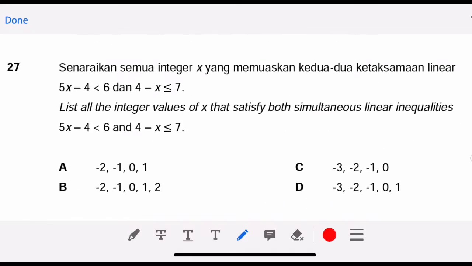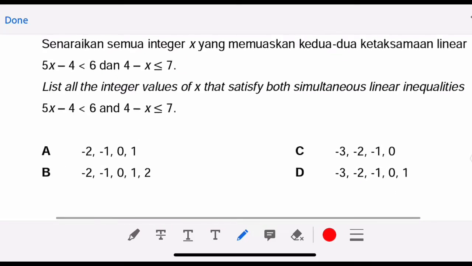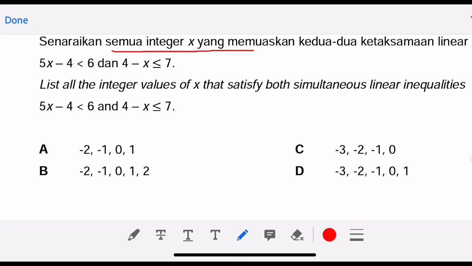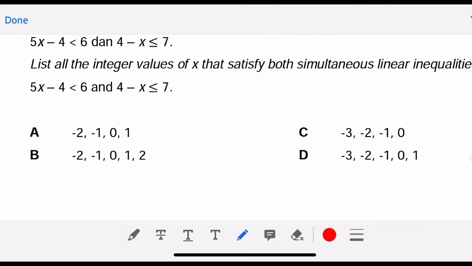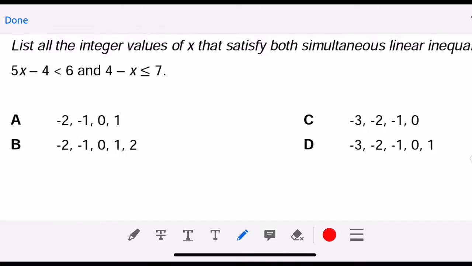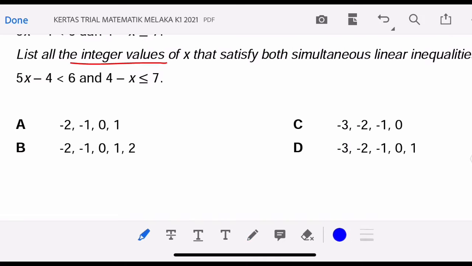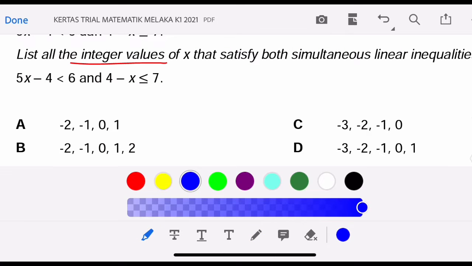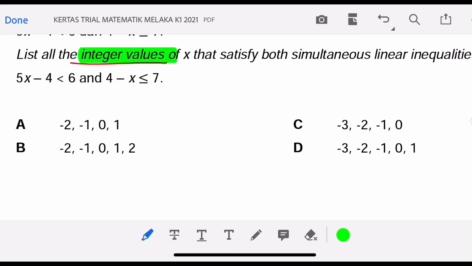Let's proceed to 27. List all the integers x that satisfy both linear inequalities. So you're given two linear inequalities. List all the integer values. Integer values, very important keywords, right? Let's highlight integer values. Satisfy both linear inequalities.